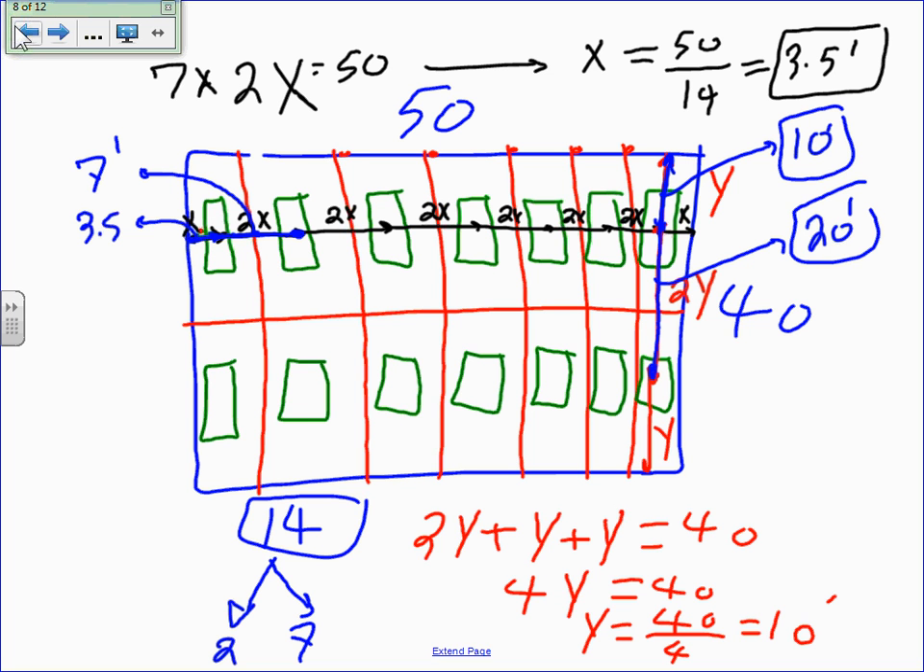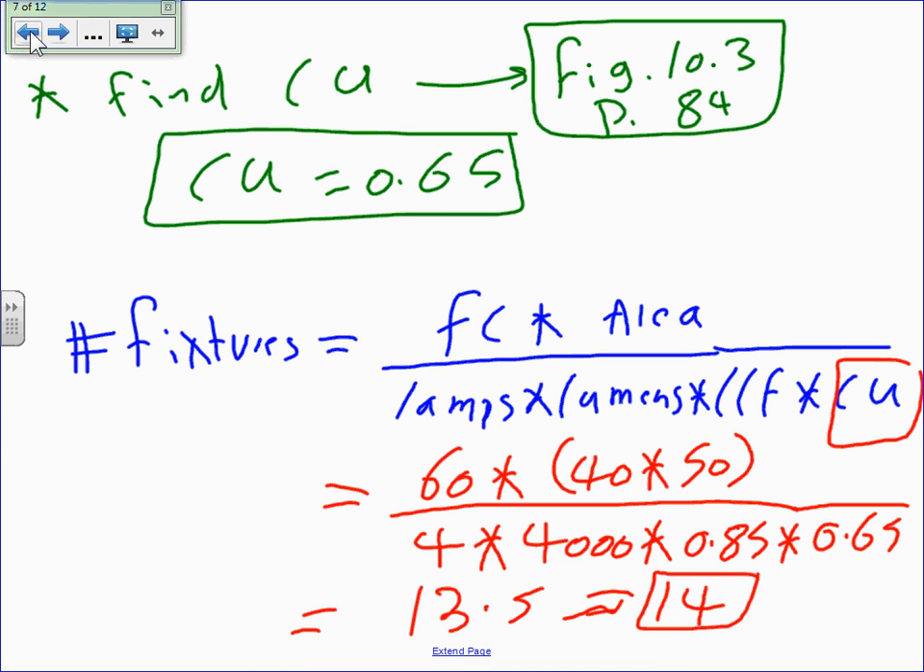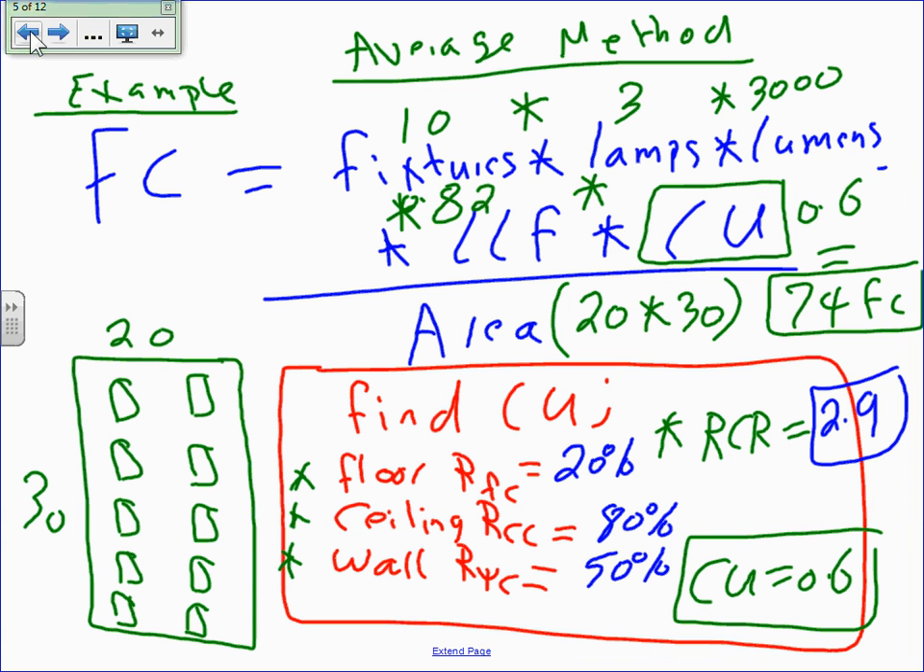Is it hard, guys? Just to review, all I want you to take from this today is how to calculate the room cavity ratio. You have a formula. From the room cavity ratio, you can go to the table and find the coefficient of utilization for the fixture. And from there, you can do two things with it. You can find how many fixtures you need in one area, or you can find the foot candle in one area, using the same formula.